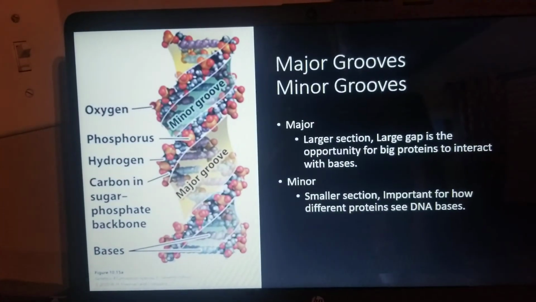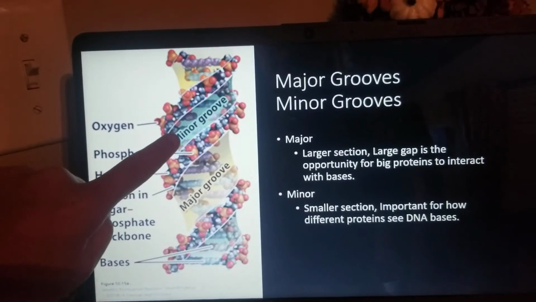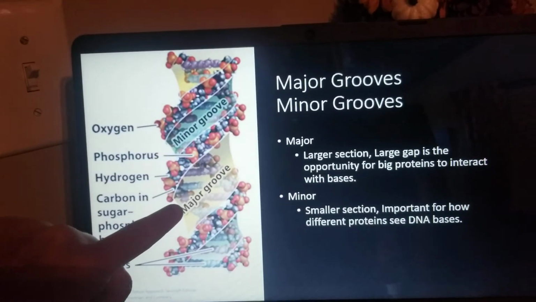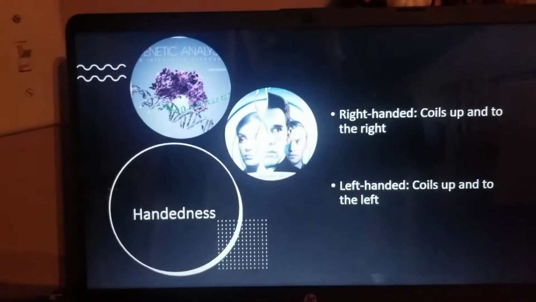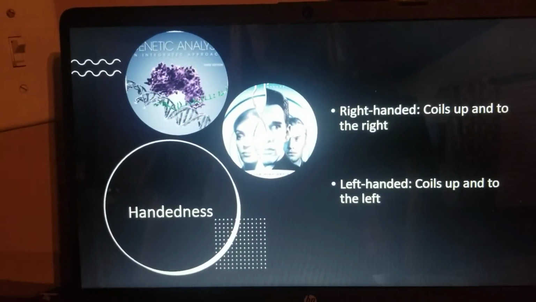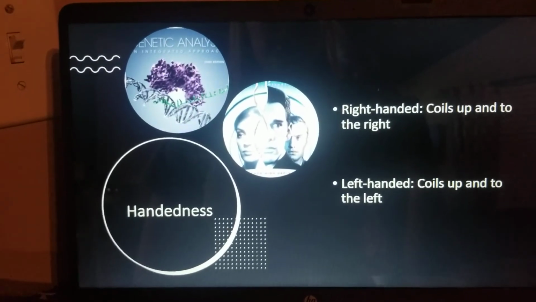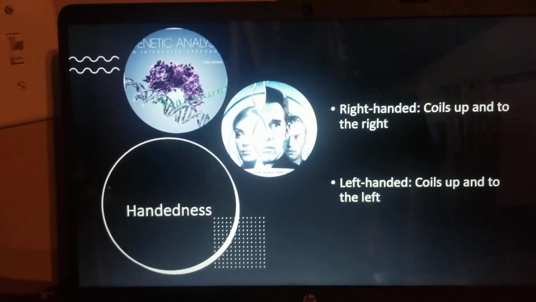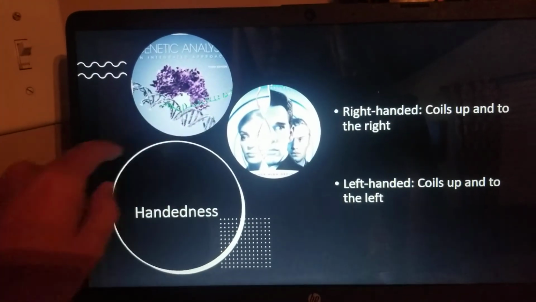Major and minor grooves, so the minor groove is the smaller one and the major groove is the larger gap. Handedness, so you can determine right-handed to left-handed. Right-handed coils up and to the right, left-handed coils up and to the left. So as you can see, both of these go up and to the left.